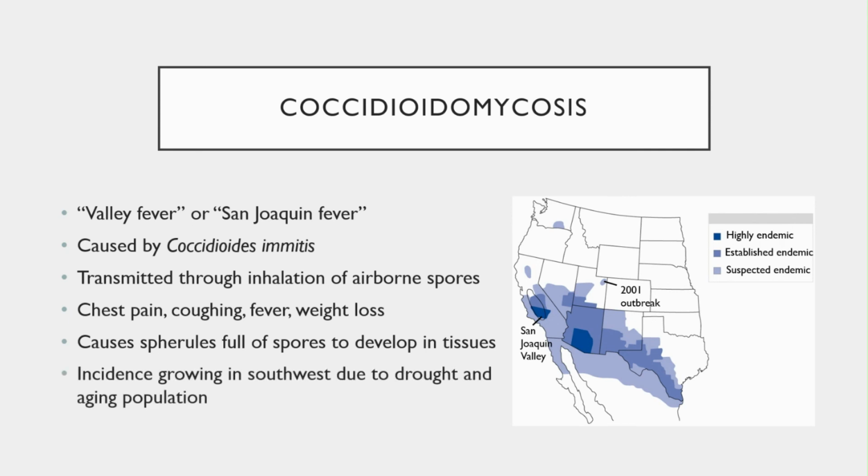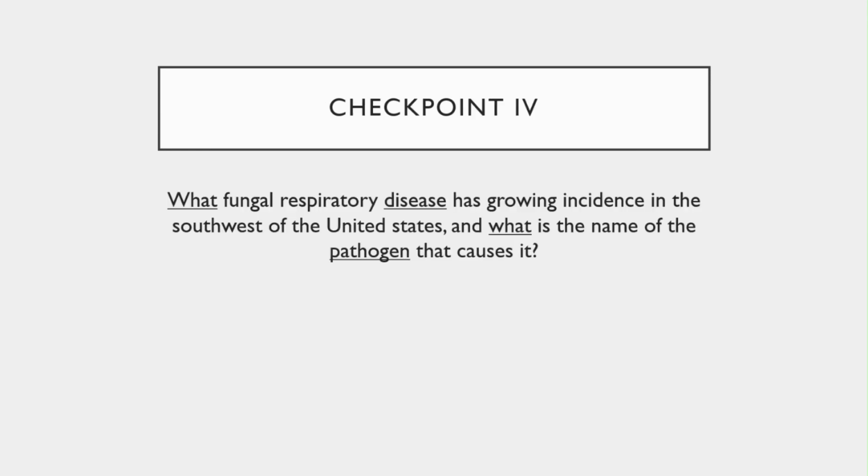And it's a growing incidence in the Southwest due to drought and an aging population, as well as just more people living in the American Southwest as well. And that brings us to checkpoint 4. What fungal respiratory disease has growing incidence in the southwest of the United States, and what is the name of the pathogen that causes it?